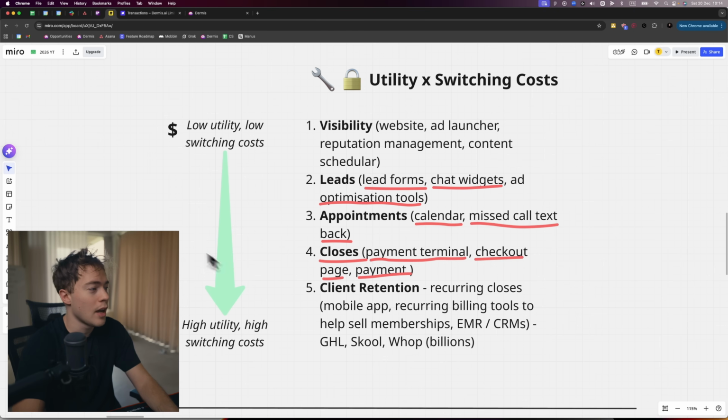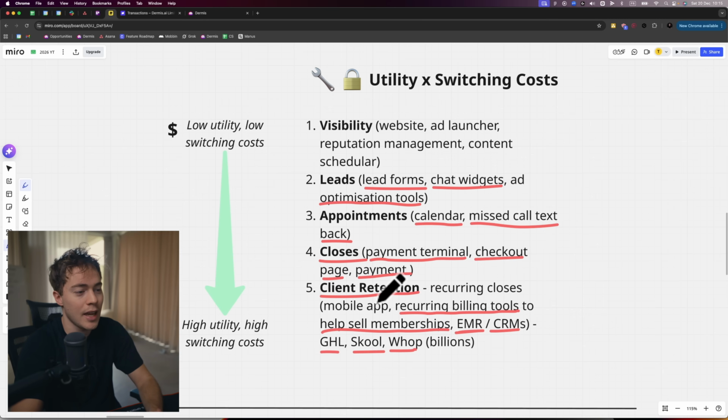And so this is where you can help with client retention, right? This is why softwares like Go High Level, School, or Whop that have a recurring billing tool that helps them sell memberships or sell communities or sell whatever it is that brings them repeat business are worth billions. This is why EMRs, CRMs make so much money, because not only do they help with the transactions, they help with the repeat transactions, and they keep your clients for you on the platform, either by sending emails, sending SMS marketing, or by literally being, in the case of School, the platform where they talk to you and communicate with you and where everything happens.